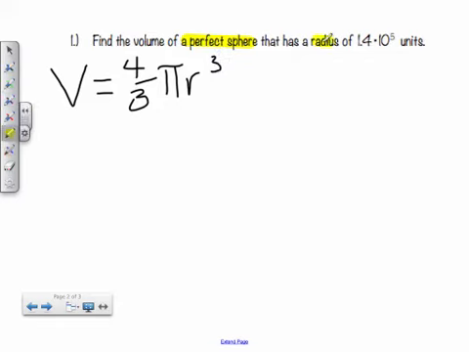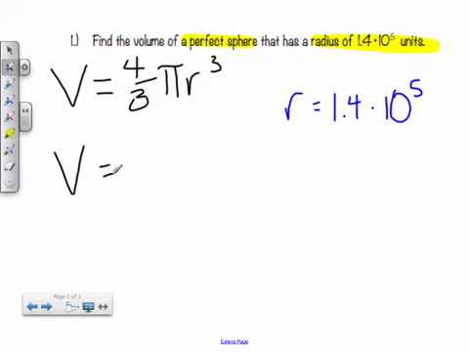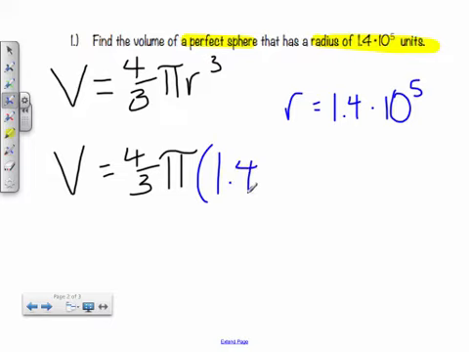Okay, and then we're going to write down what the radius is. So the radius we know is 1.4 times 10 to the 5th units. So I'm going to write down the radius equals 1.4 times 10 to the 5th power. All right, now here is where we're going to apply all of our rules that we learned from scientific notation in this unit. This is good review for you. So I'm going to take V and say equals 4/3 times pi times what the radius is, which is 1.4 times 10 to the 5th power.